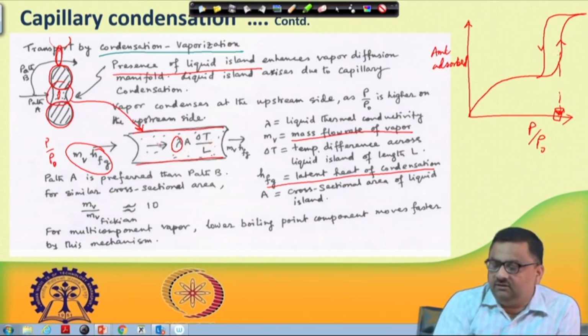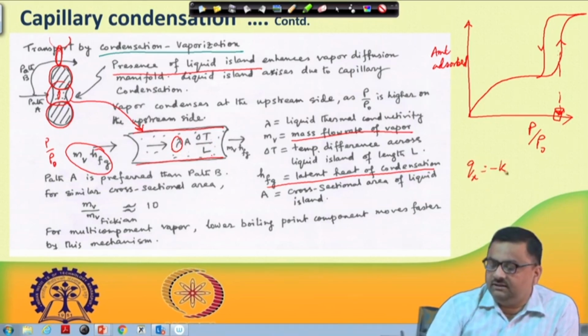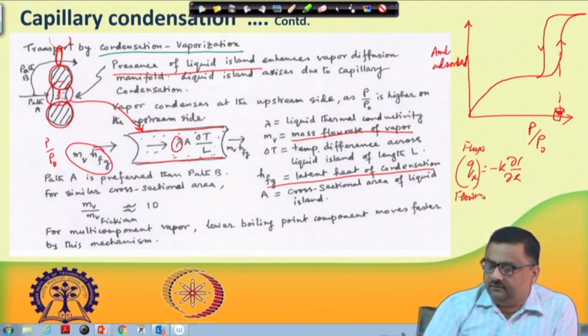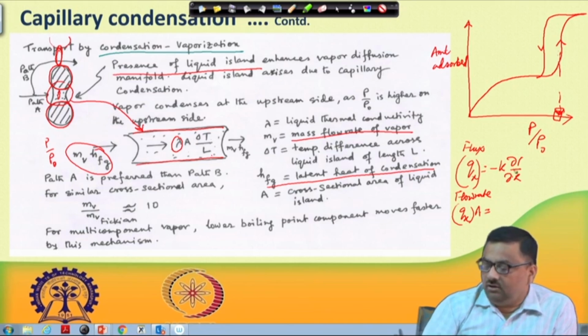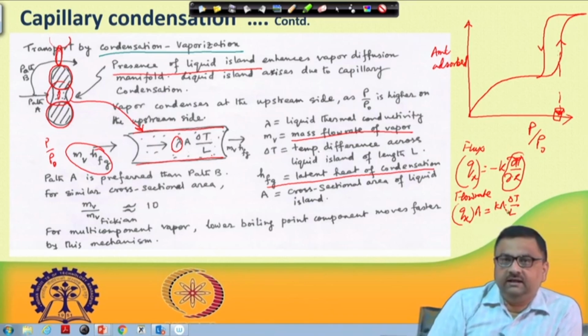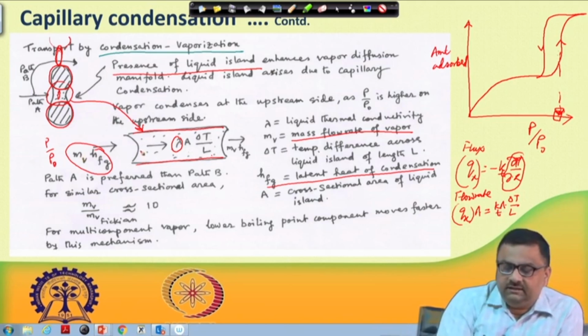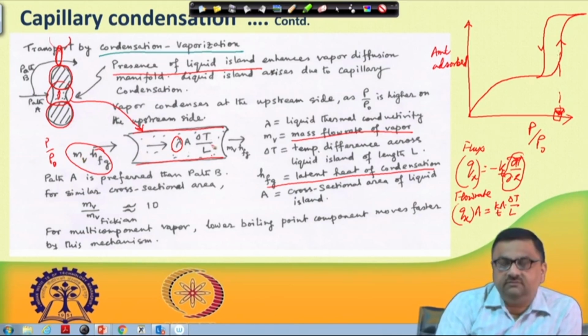So, K A dT/dx. We know that the heat flux is given by q_x equal to minus K del T del x. Now the heat flow rate would be q_x multiplied by A, which is equal to minus del T del x, and minus del T del x can be written as delta T by L. So, this becomes K A delta T by L, just like in Darcy's law we had K A delta P by L. Similarly, there K was the permeability; here K, let us put a subscript T, is the thermal conductivity. So, this would be the total heat given because of condensation, and that heat has to be transmitted through this.